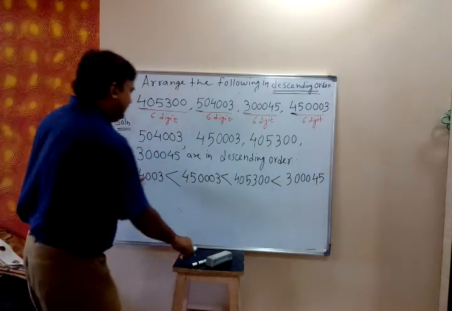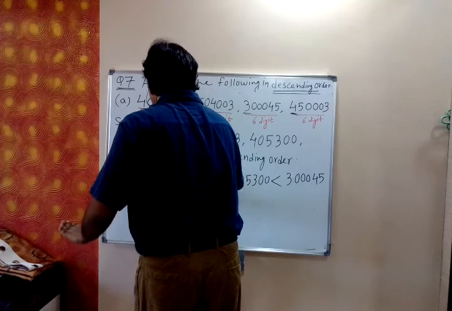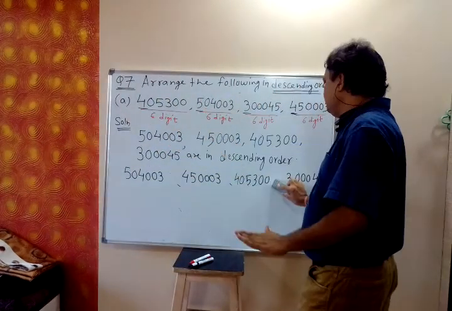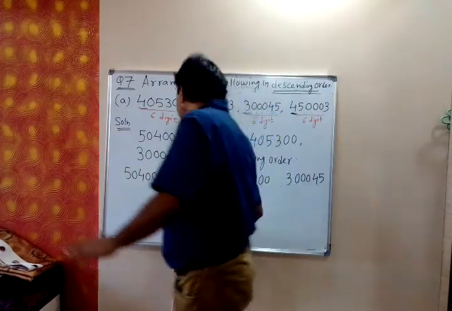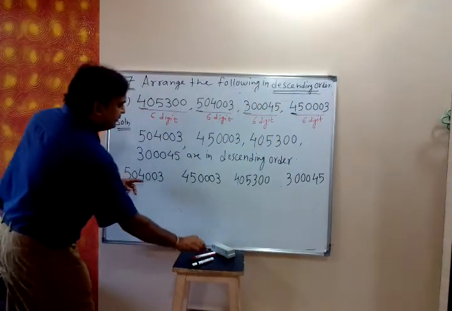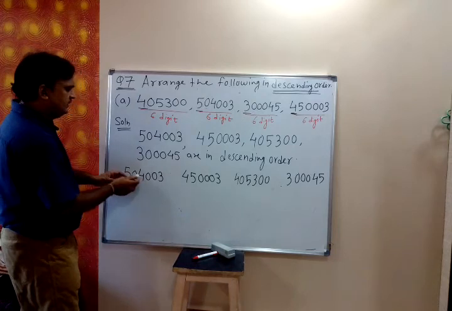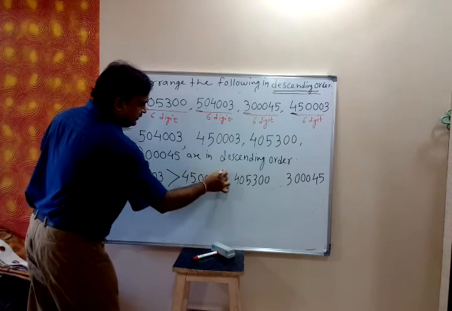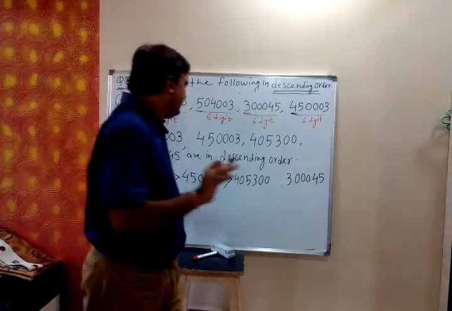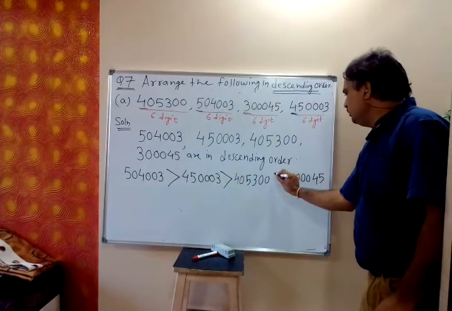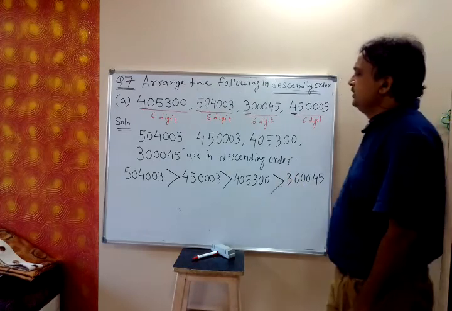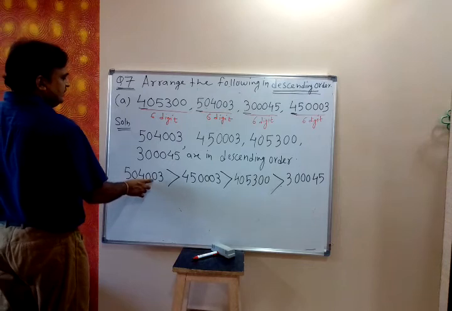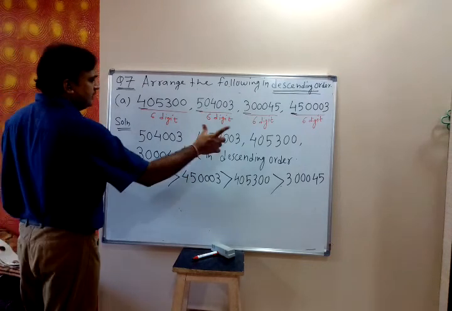Greater means wherever the opening is on this side. This number is bigger, no? So the opening will be on this side. Whichever number is bigger, the opening will be on that side. It is bigger to smaller.